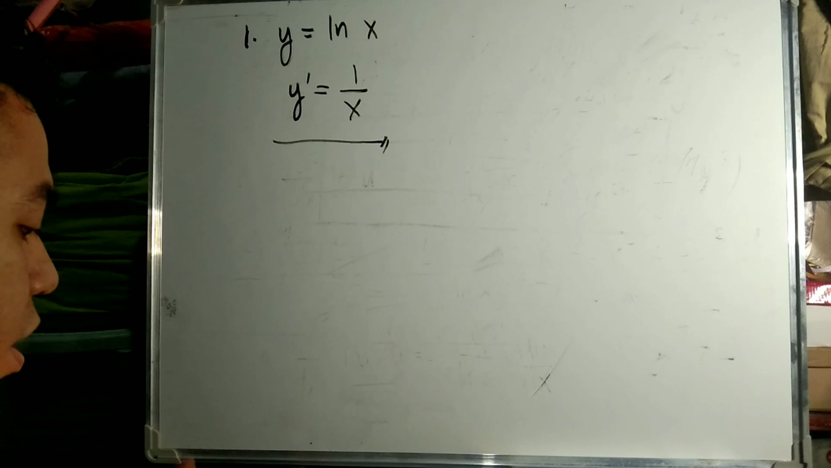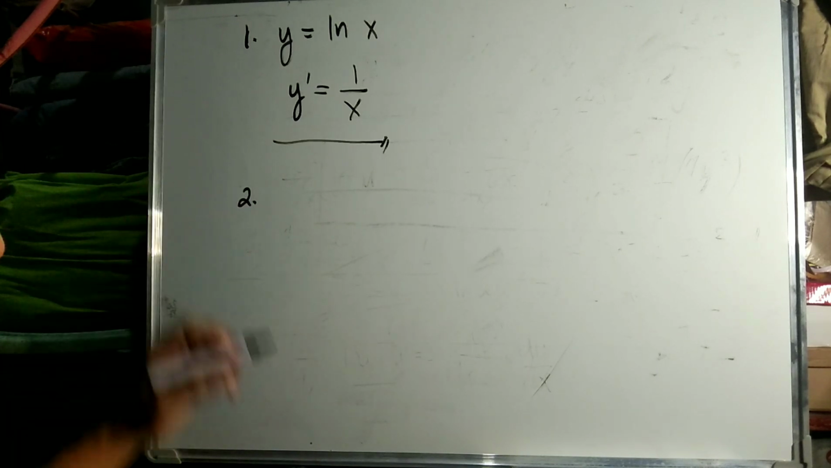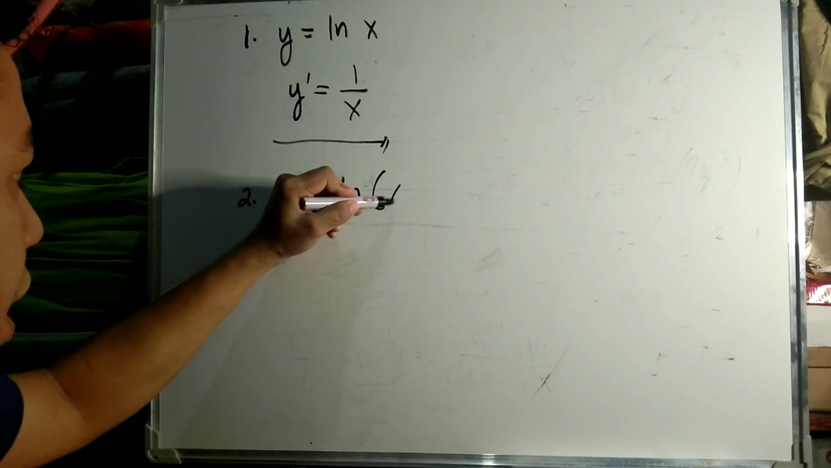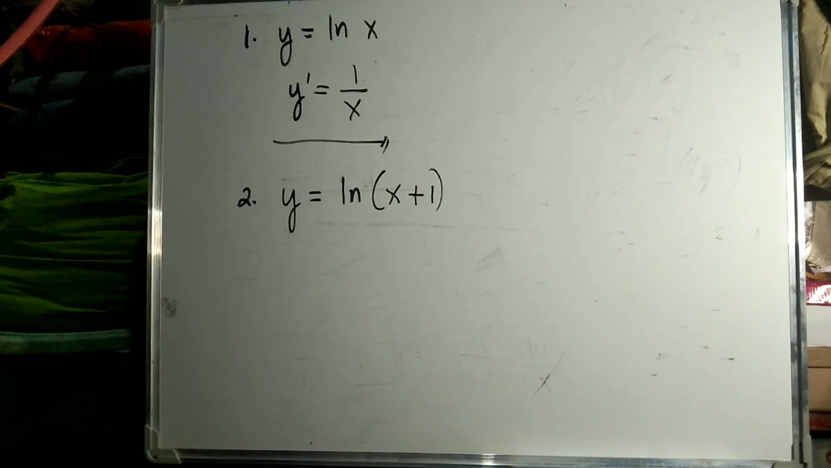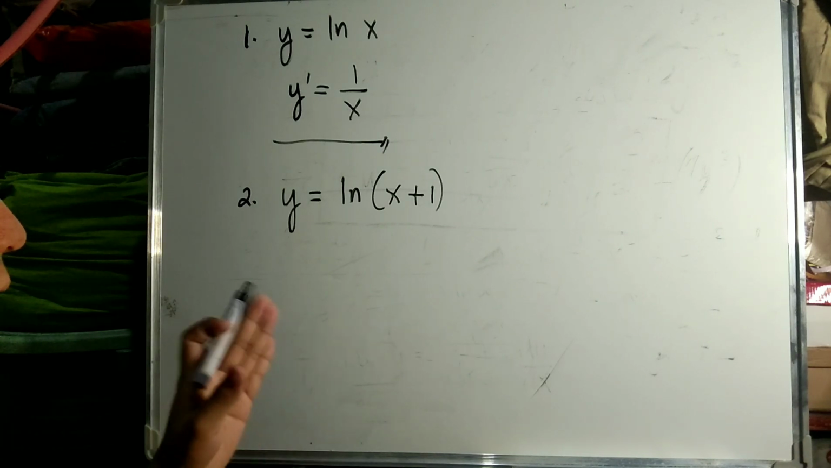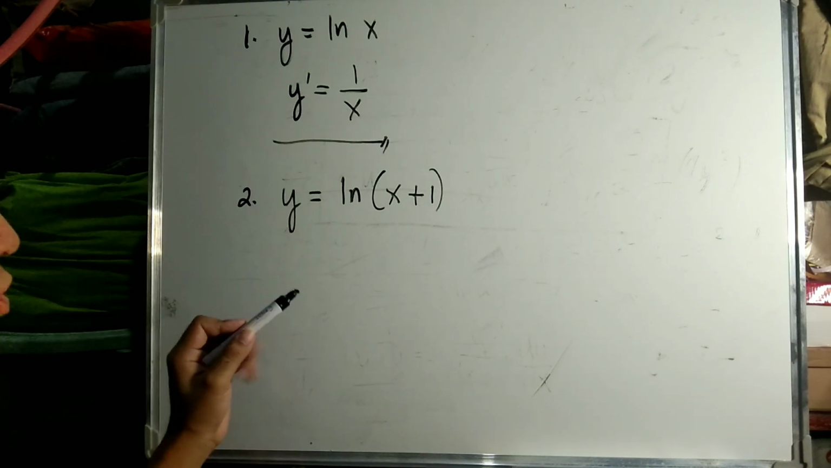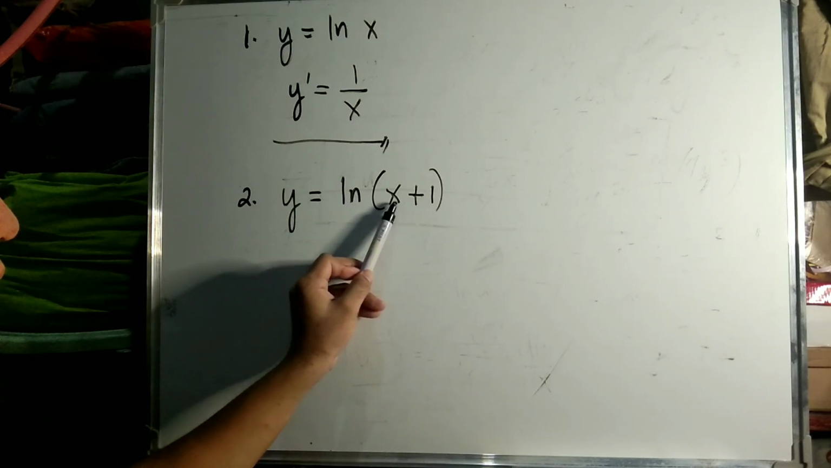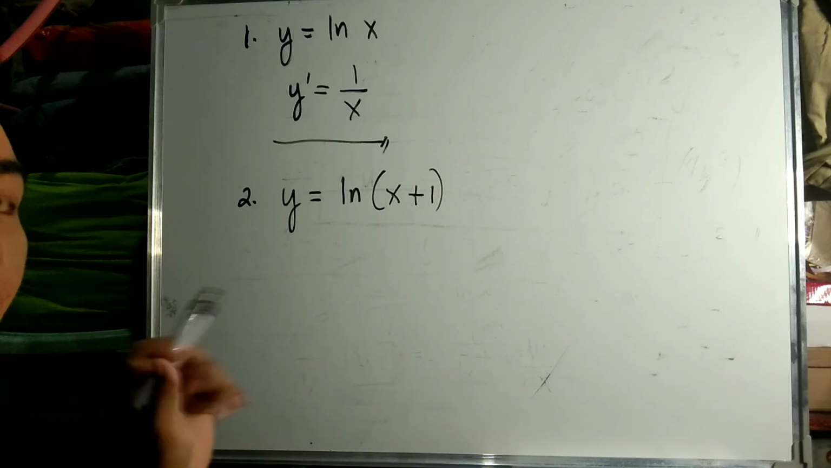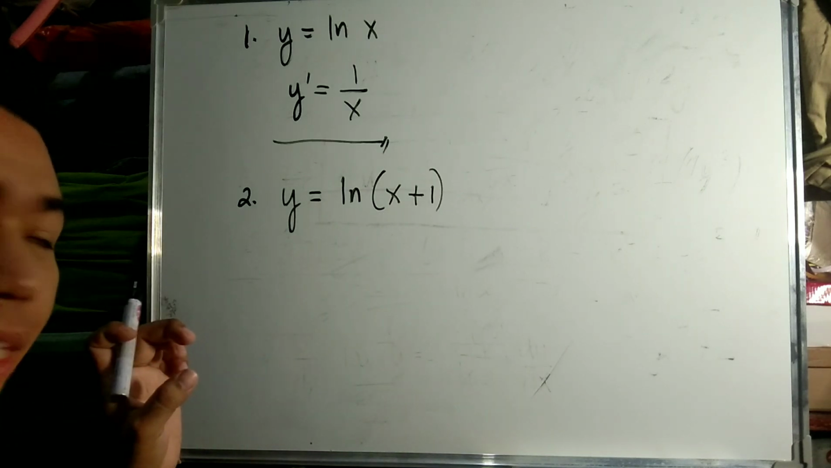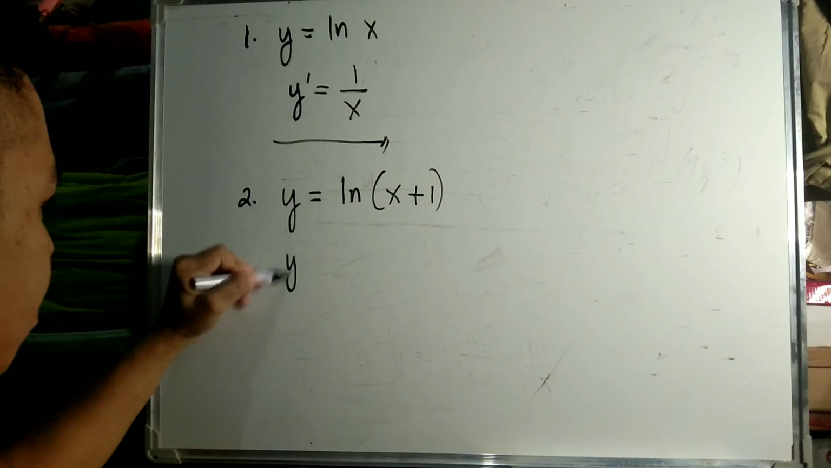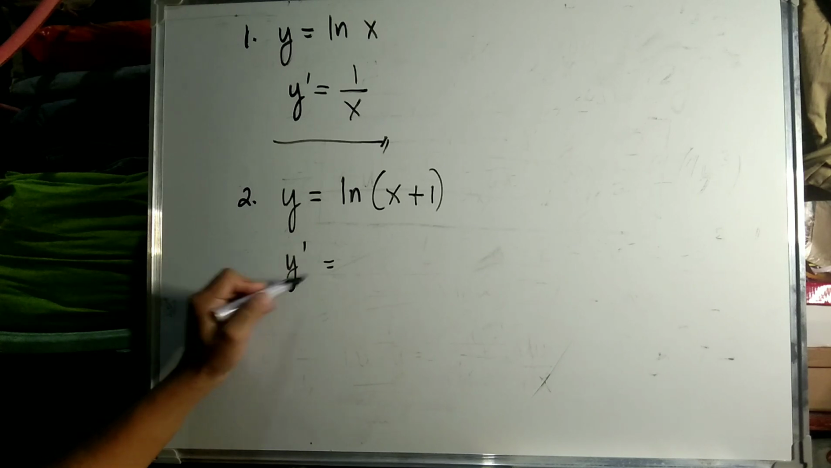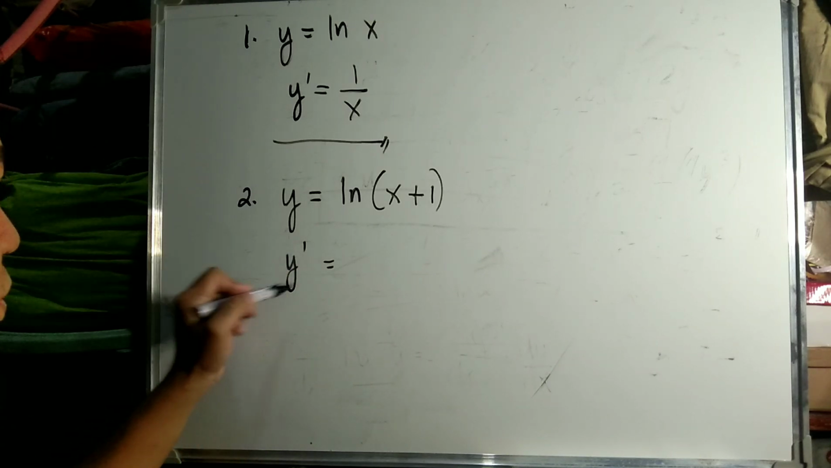Okay. Example number 2. So, y equals natural log of x plus 1. Okay. So we have derivative of ln u. Yung u natin dyan, yung x plus 1. So, that is equal to 1 over u times du over dx. So, y prime, ibig sabihin derivative, no? Kinukuha natin derivative nung y.